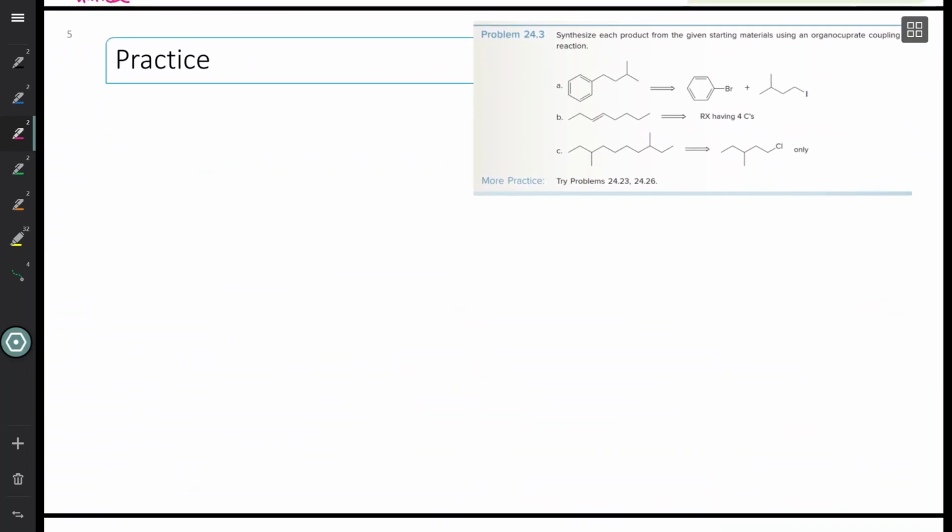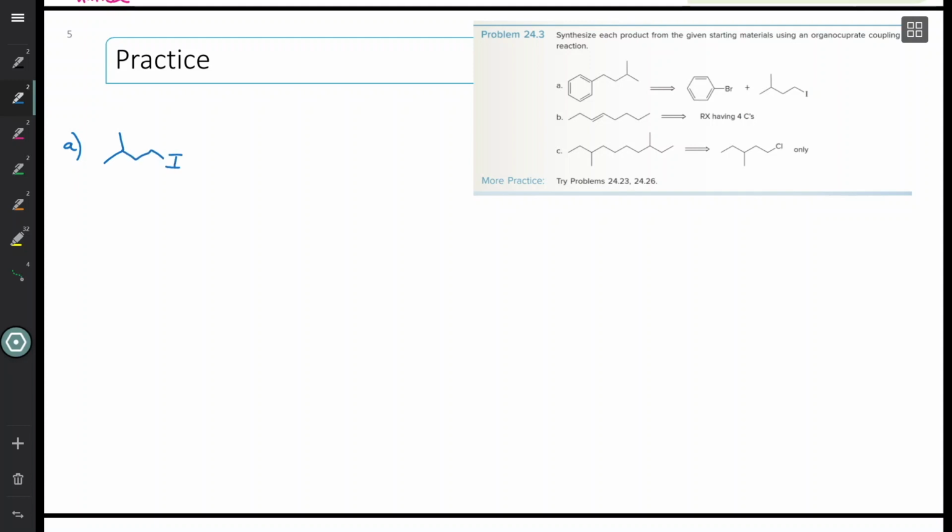So the kinds of problems that you'll get, though, will be kind of like these. I'll do one and then post the rest in the slides. But let's just do A together, right? They're saying synthesize each of the products given the starting materials. So they're giving us 2 alkyl halides. There's a bromide and an iodide. I could do this both ways. I could turn the benzyl bromide into the organocuprate, or I could turn the alkyl chain into the organocuprate. There's really no difference, so I'll just draw one way.